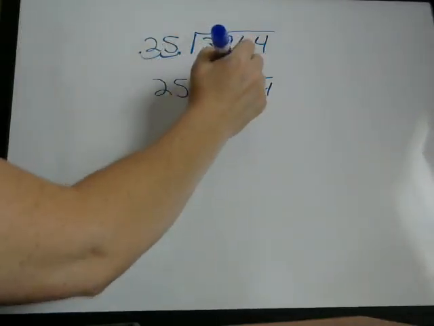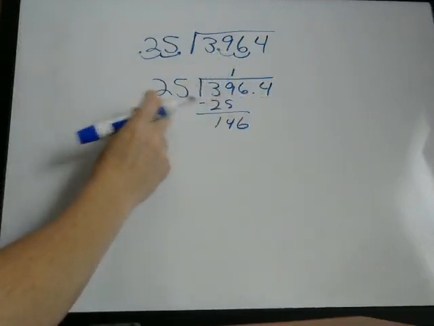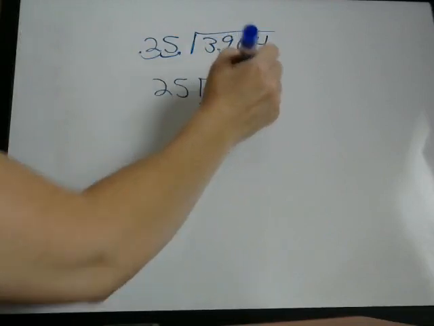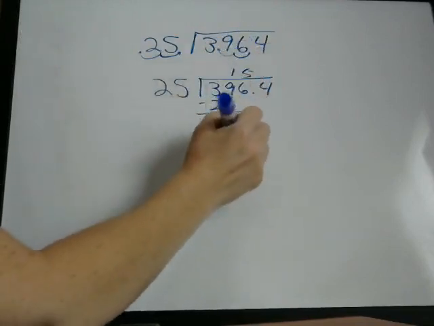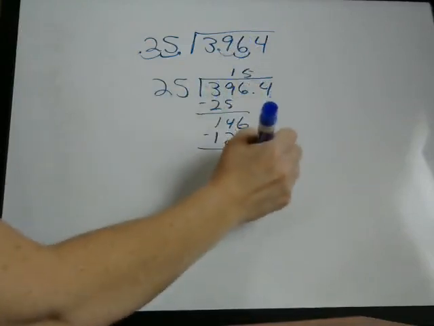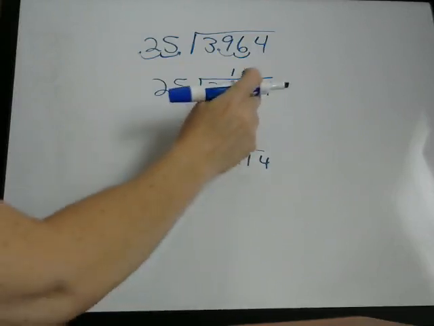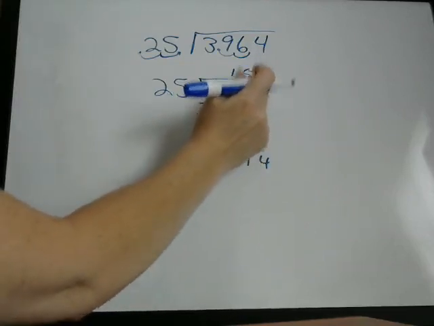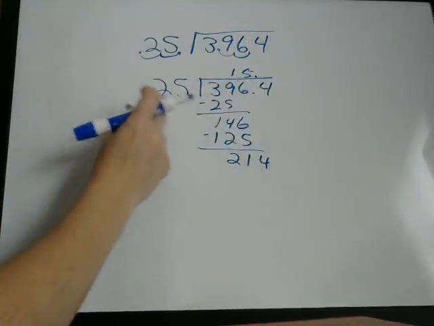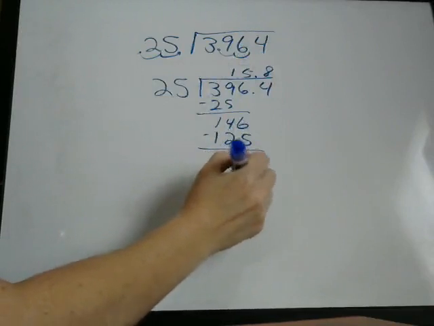And then we just do normal long division like we normally do. 25 into 39 goes once. Subtract, we get 14, 146. 25 into 146 goes 5 times. 125. Bring 4 down. 25 into 214 goes 8 times. Remember, here's where our decimal is, so we bring it straight up in our answer. 25 into 214 goes 8 times. 8 times 25 is 200.